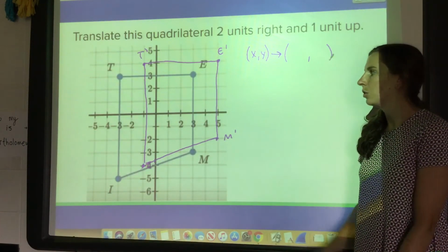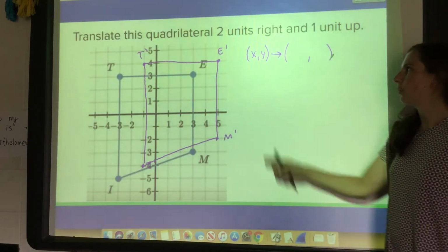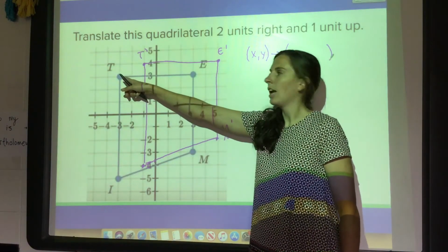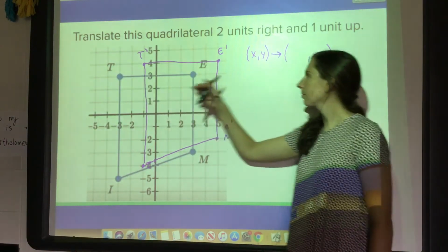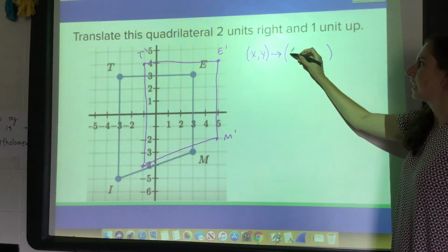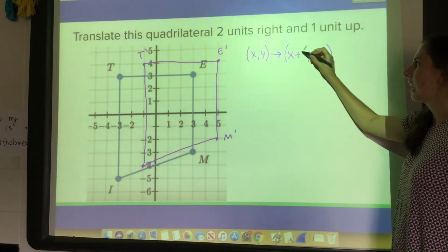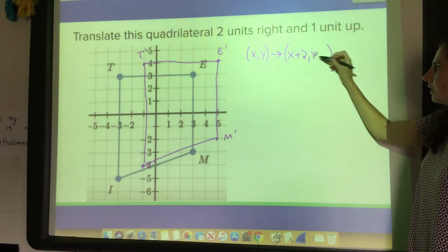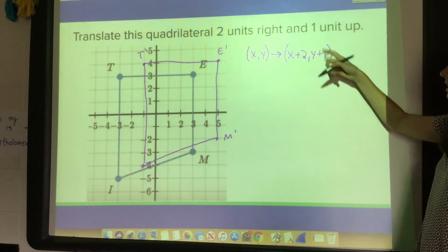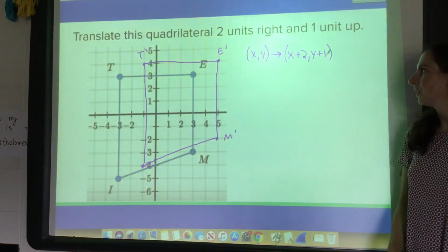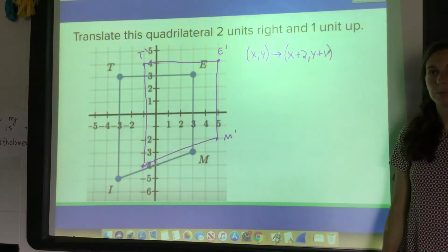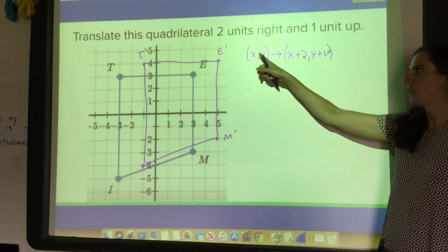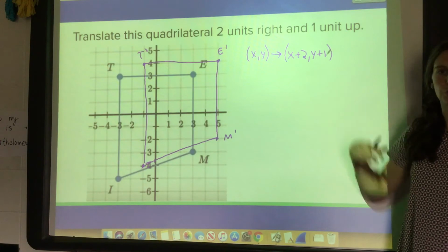So this is like saying, take any generic point, x, y, on your original pre-image, and how do you get to the image? Well, in this particular problem, we went 2 units to the right, which means we took all the x values and added 2. And we took the y values and added 1, because it went 1 unit up. And so this is how you could represent that transformation as a function. You have an input of an x and a y value, and this is your rule for what you're going to do.